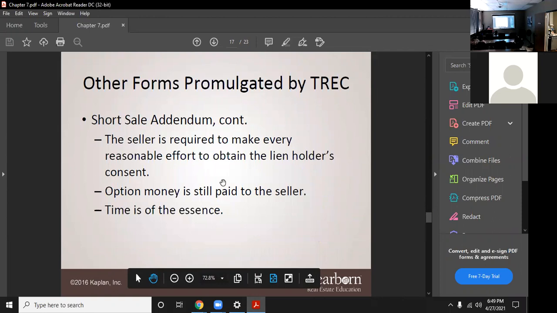All right, so more on short sales. The seller is required to make every reasonable effort to obtain the lien holder's consent. Again, it's the seller's job to talk to the lender and get their go-ahead. But usually they will try to avoid that as much as possible. So if you actually want to do a short sale, it usually ends up falling on the agent to do that. However, option money is still paid and time is of the essence.